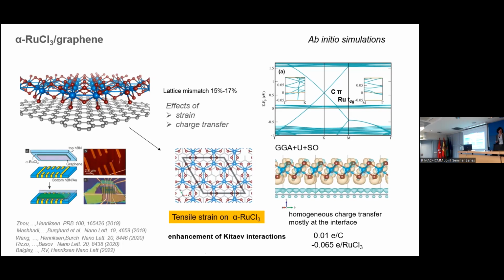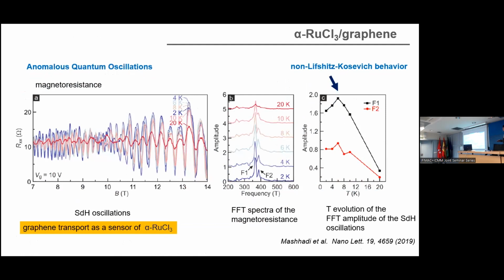These are various groups that are doing that. And let me just analyze what we can measure. So these are transport measurements. We use graphene as the sensor of this alpha ruthenium trichloride. Can we learn something about, maybe, whether the system is in a spin liquid type of state or not?